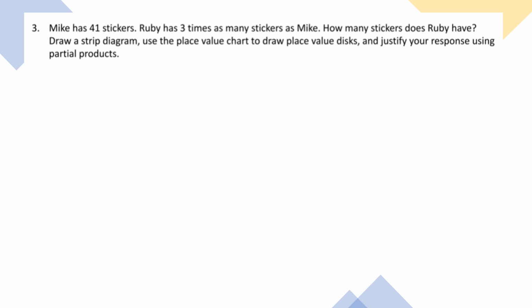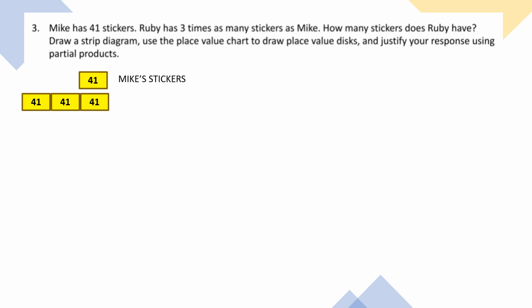Okay, well, let's take it one sentence at a time. Mike has 41 stickers. So I'm going to write this information down because it's information. 41 is Mike's stickers. Then it says Ruby has 3 times as many stickers as Mike. So what I could do is draw 3 boxes, for 3 times, and put 41 in each box because she has 3 times as many as Mike, and Mike has 41.